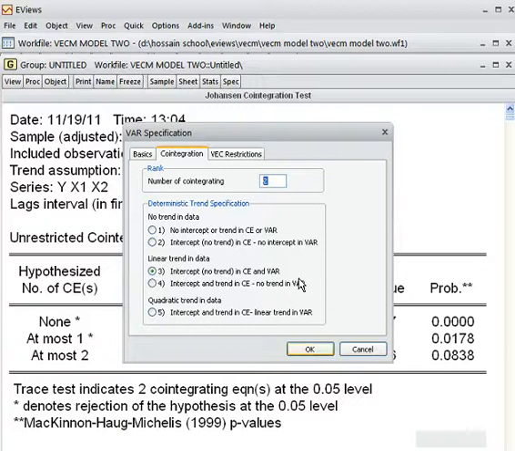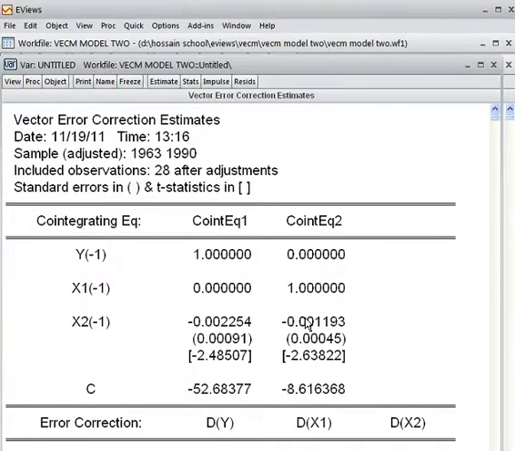Then I click on the OK, and it is the outcome of the vector error correction model, you can see, and it has two cointegrating equations. It is number 1 and it is number 2, right? So we have two cointegrated equations in the whole system, in the whole vector error correction estimates.